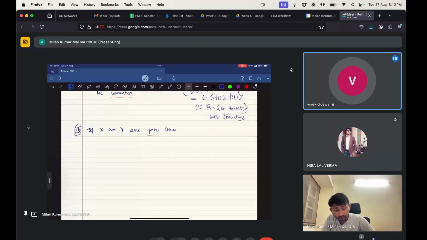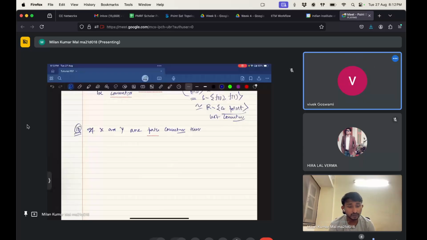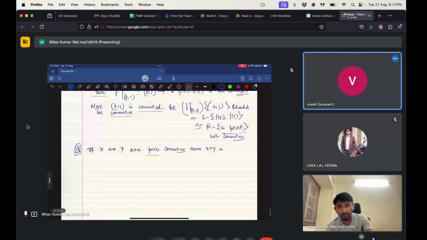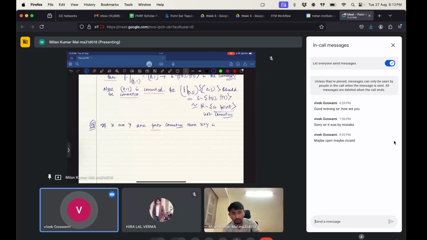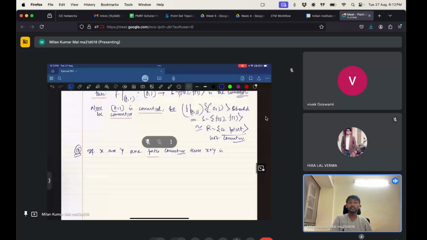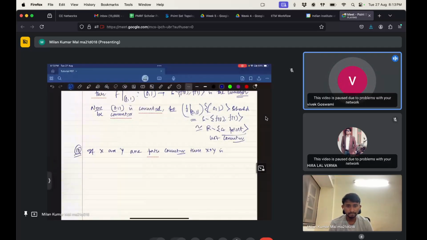Sir, if S1 was a part of R square or R to the power n, then it would be a homeomorphism. Sorry, one second please. If we are talking about S1 here, and instead of S1 I write a sphere in Rn, S to the power n minus 1, then will it be homeomorphic or not?